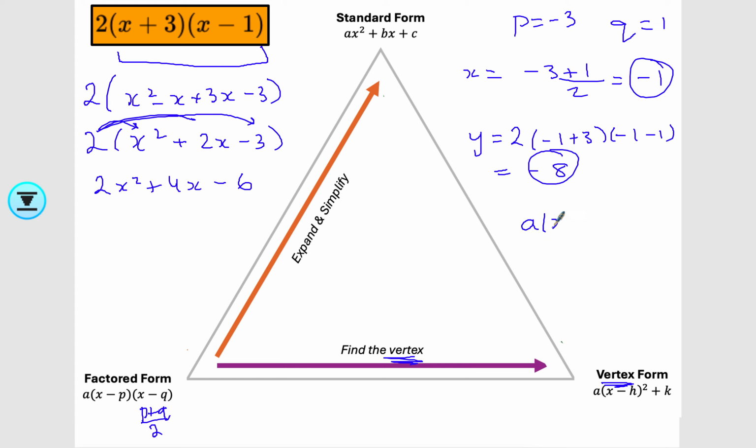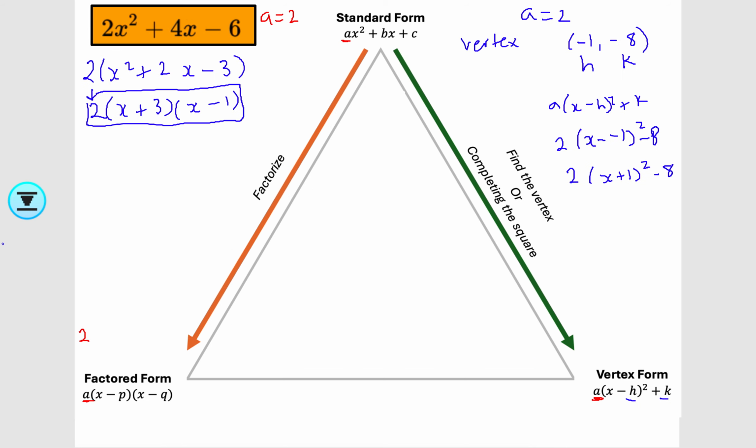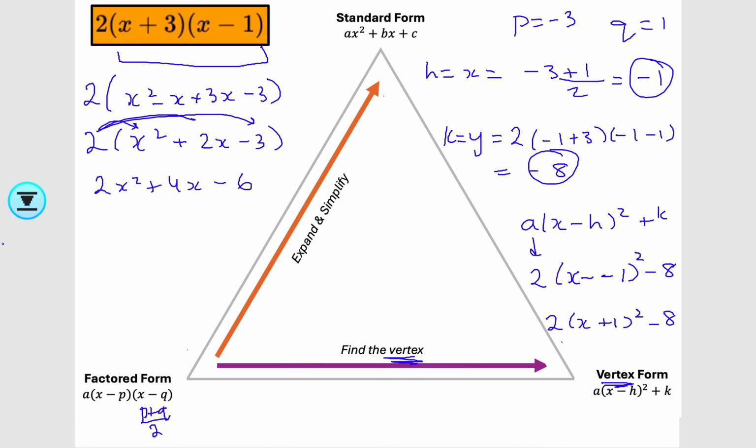And again, looking at vertex form directly, this is 2 times (x minus h) squared plus k. My h value is always the x coordinate of the vertex, which is minus 1, and my k value is always the y coordinate of the vertex, which is minus 8. I will simplify this. It will give me 2(x plus 1) squared minus 8. So if you notice in all the examples, it's all coming full circle, so they're all the same form. So 2x squared plus 4x minus 6 is actually 2(x plus 1) squared minus 8, which is actually 2(x plus 3)(x minus 1).